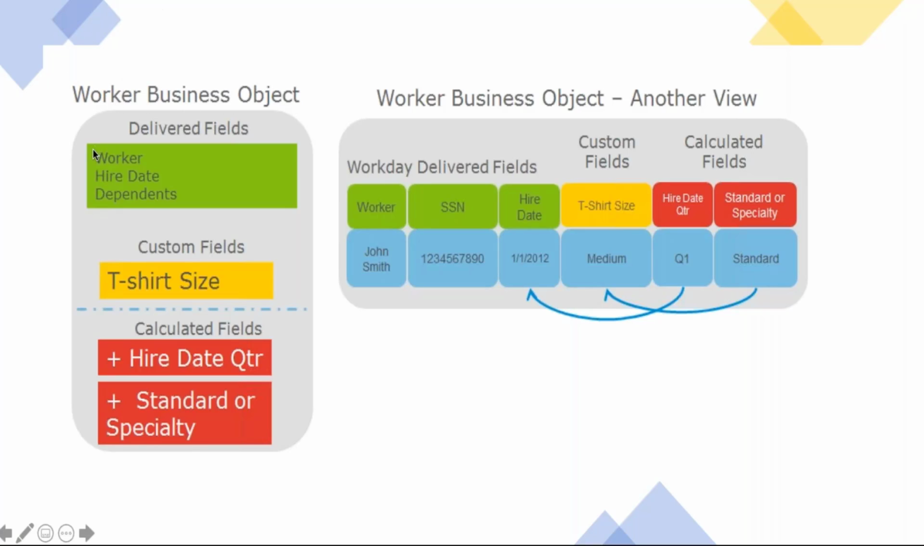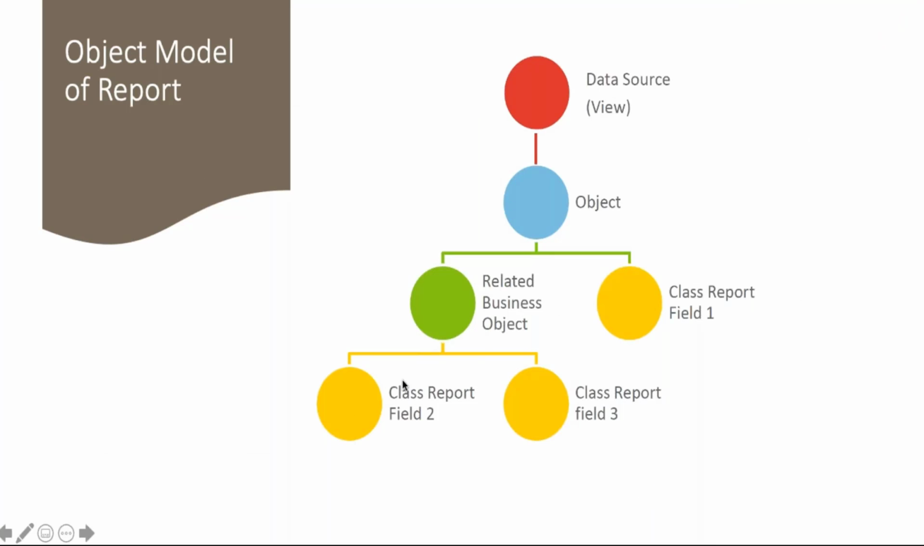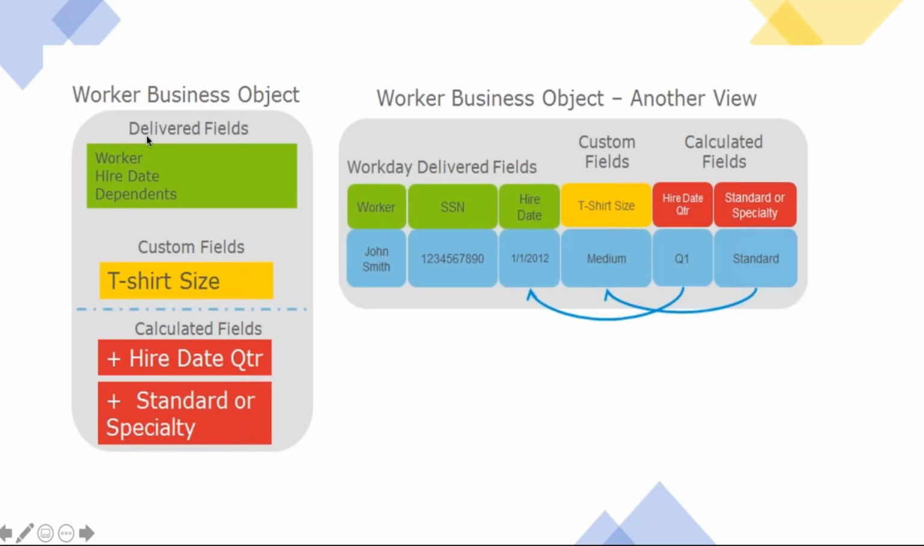Under that, there are delivered fields, which are delivered by Workday, like worker hire date. So the class report fields in Workday that you were seeing here, it basically has three kinds of fields stored under it. One is delivered field. By delivered field, I mean anything which is being provided by Workday. Then comes custom field.